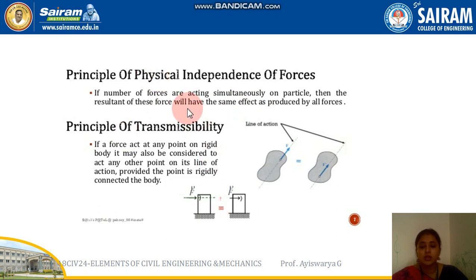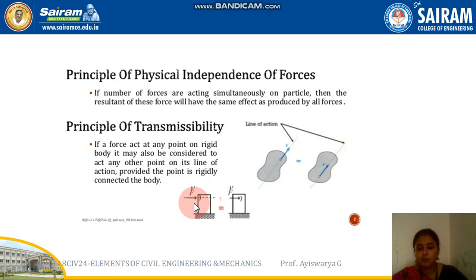The next one is the principle of transmissibility. The principle of transmissibility says that along the same line of action you can transfer a force without altering the action of any other force on the body. For example, every body has a line of action. See here in this body you can see a line of action, the upward force. The same force is transferred in the downward direction. So along the line of action it is possible.